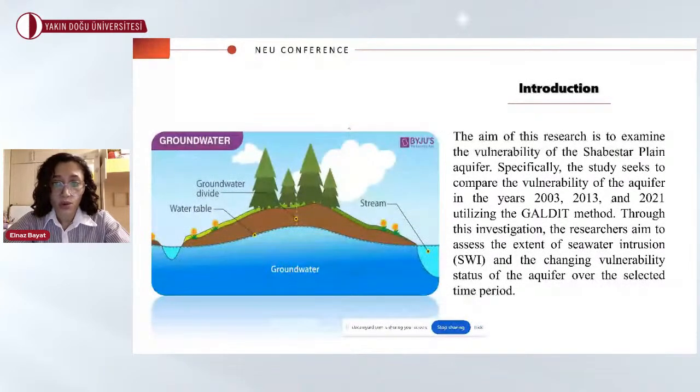Our primary goal is to compare vulnerability levels across the three critical time points, 2003, 2013, and 2021. By utilizing the GALDIT method, we've delved into the intricate dynamics of groundwater vulnerability, aiming to shed light on the changing landscapes of this vital aquifer.